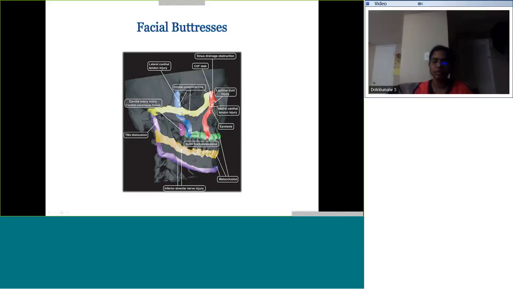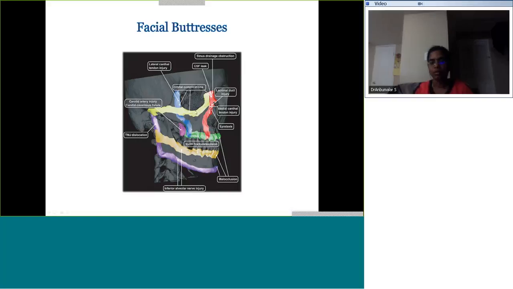Next is the lateral maxillary buttress. If this is injured, lateral canthal tendon injury can occur. And with a posterior maxillary buttress fracture, that is in the pterygomaxillary region, the fracture can cause carotid artery injury or a carotid-cavernous fistula. And with a posterior vertical buttress fracture, temporomandibular joint dislocation can occur.